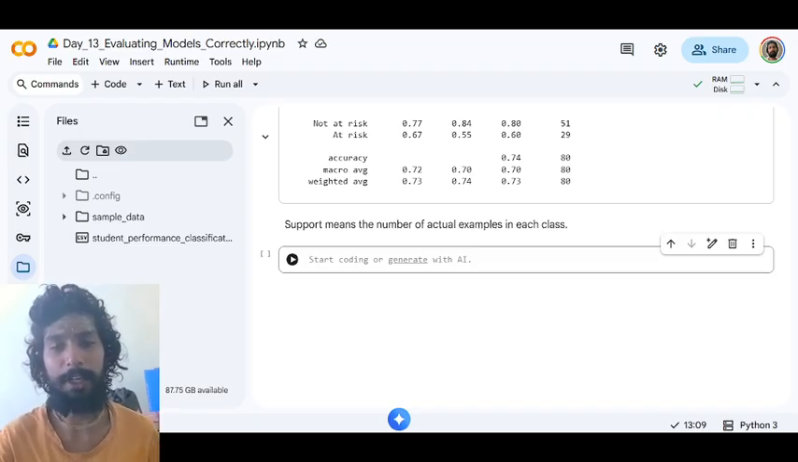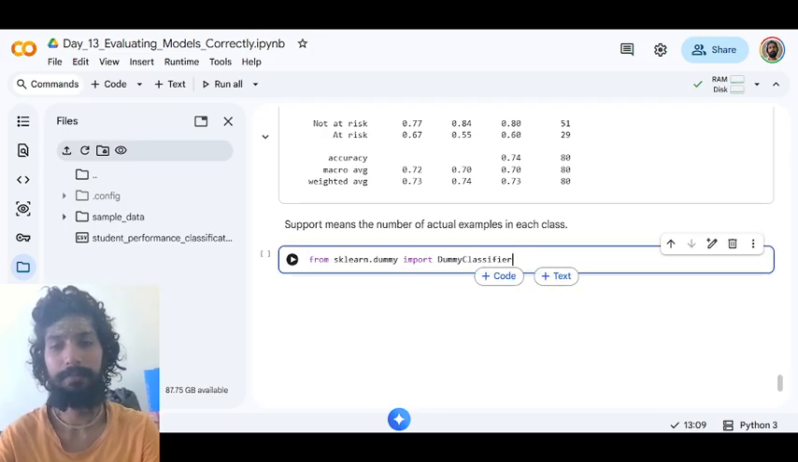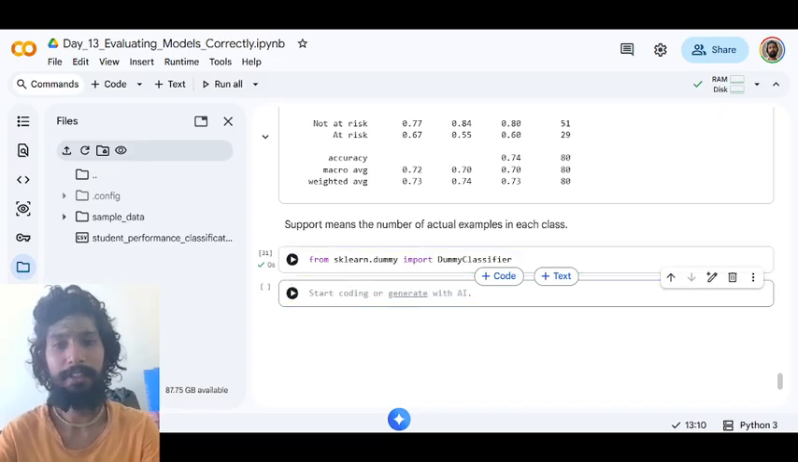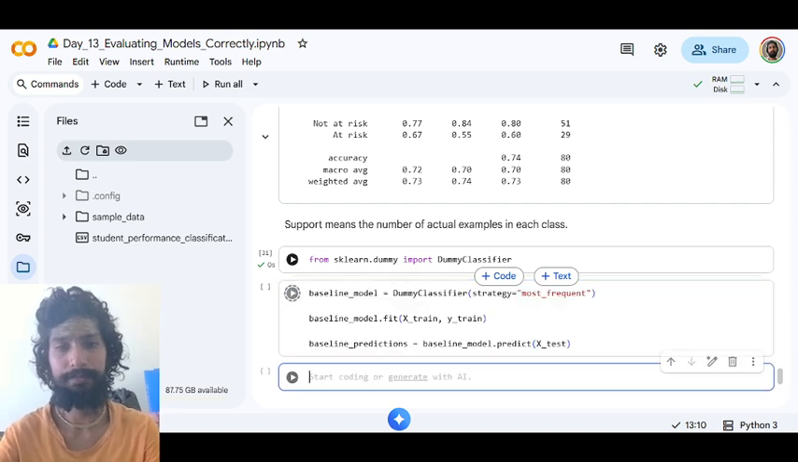A model should be compared with a simple baseline. A majority class baseline predicts the most common class for every student. So let's import DummyClassifier. Create and train the baseline. Calculate its accuracy.